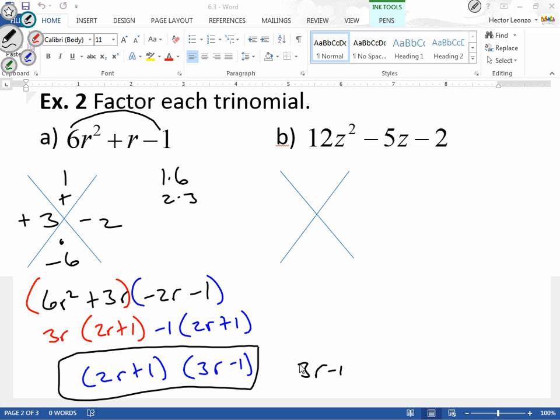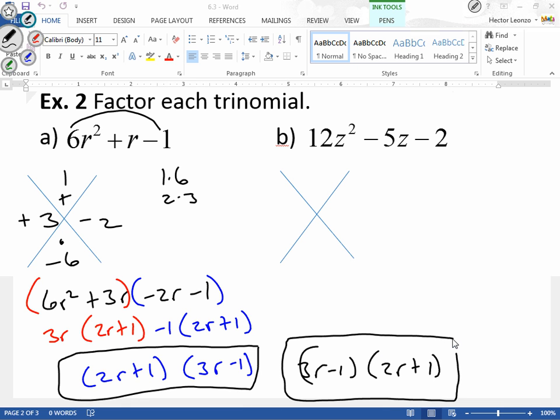The other answer could be 3r minus 1 times 2r plus 1. So the order of the parentheses does not matter, right? We have the same two parentheses, just in a different order. All right, let me erase all this.